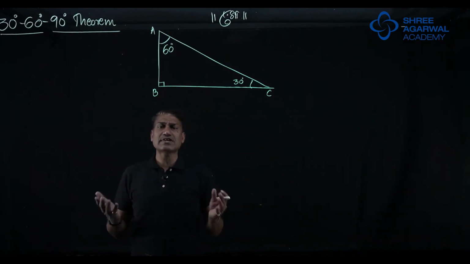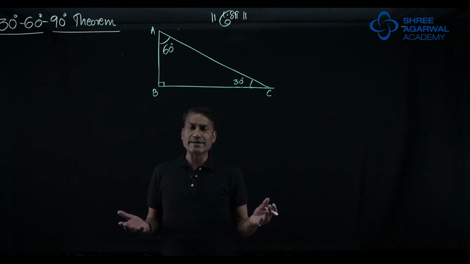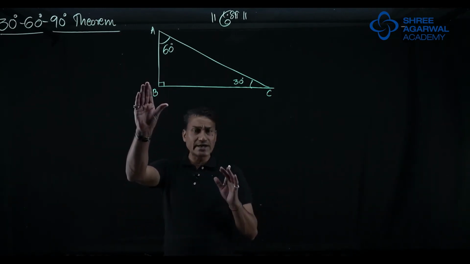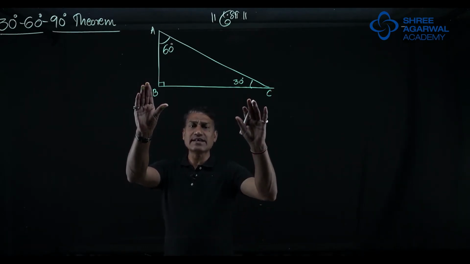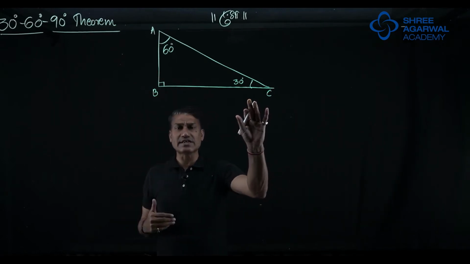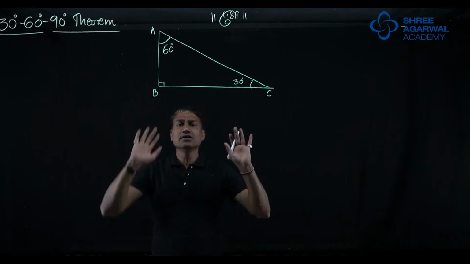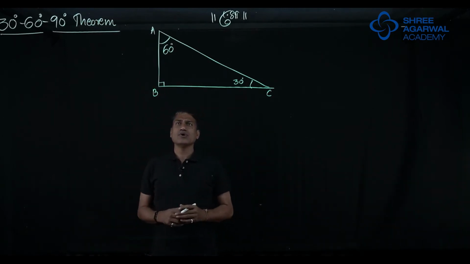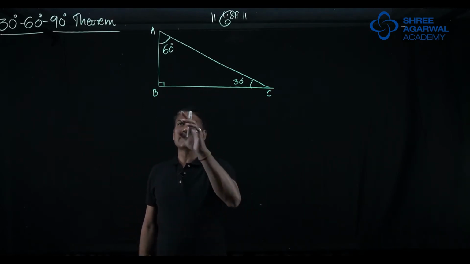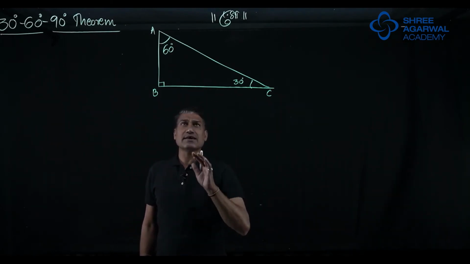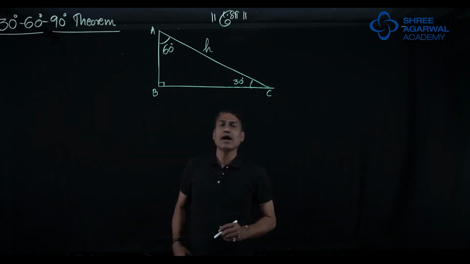Angle sum property of a triangle says the sum of all angles of a triangle is 180 degrees. So one right angle is already taken because it has to be a right triangle. Another angle we take as 30 degrees. So the third angle has to be 60 degrees. If you take this as 90 and this as 60, the remaining angle of the triangle is 30 degrees. Now, in this right triangle, AC is the longest side because it is opposite to the largest angle. It is called the hypotenuse, H for hypotenuse.